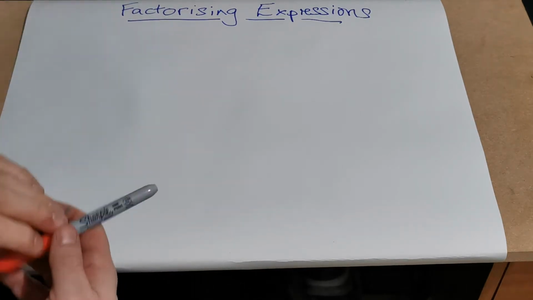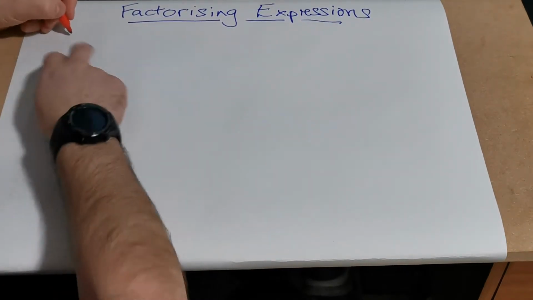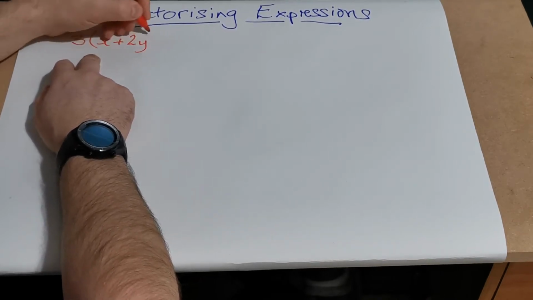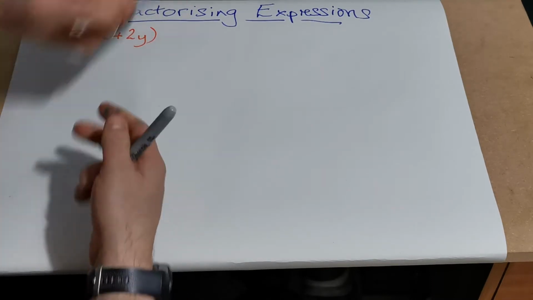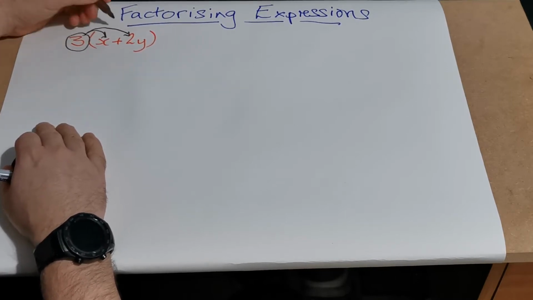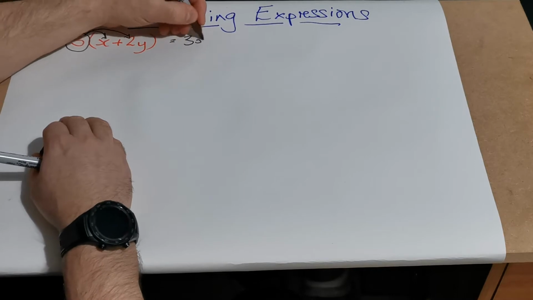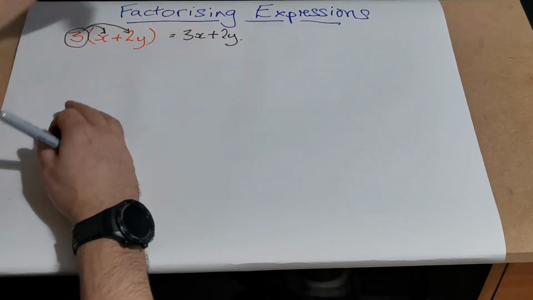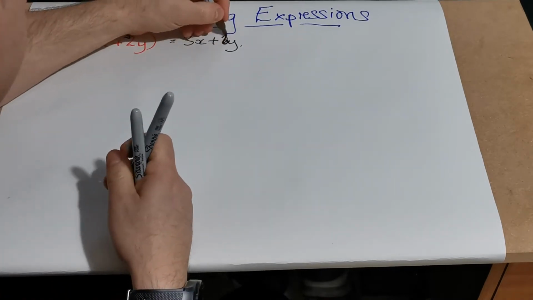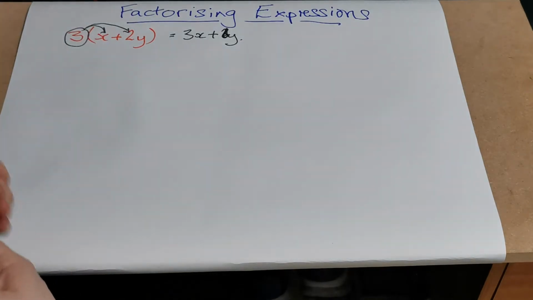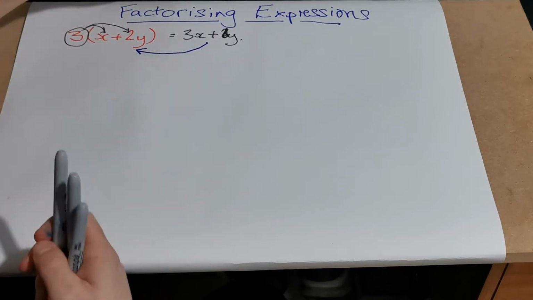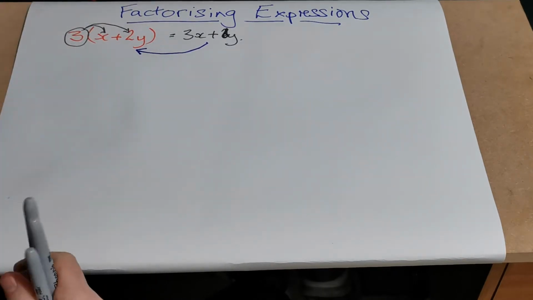Hi there. In a previous video we looked at expanding brackets, where I said if you had 3(x + 2y), for example, then we were doing 3 times x, 3 times 2y to give us 3x + 6y. Well, factorising, which we're doing today, is doing that in reverse.